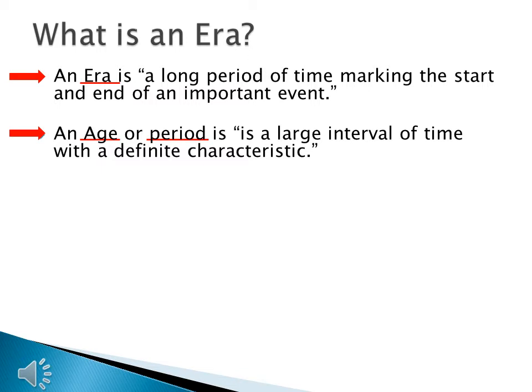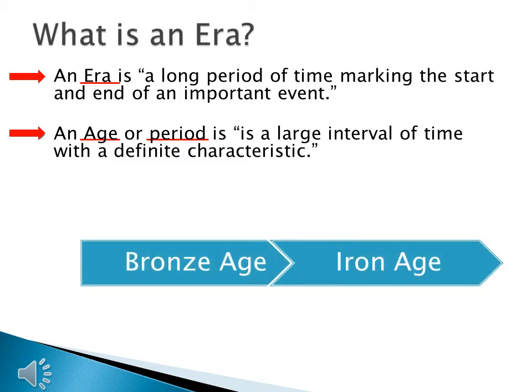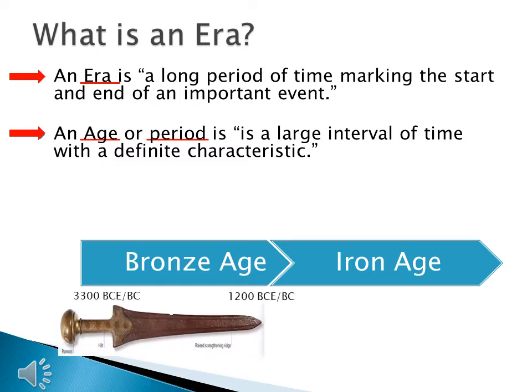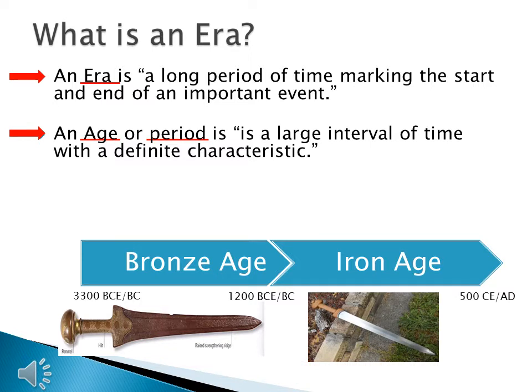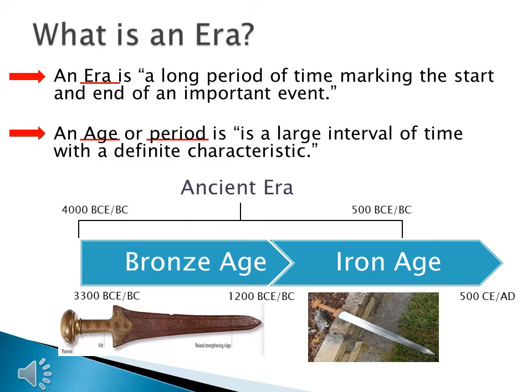We've got the Bronze Age and the Iron Age, two ages that are basically characterized by what is going on, how people are building things. In the Bronze Age we're using bronze as a metal, and in the Iron Age we're using iron as a metal. But these two ages fall within a larger era that we call the Ancient Era. So the Bronze Age and the Iron Age fall within the Ancient Era. They don't always align like this, but here's a good example. So let's go to the next slide.